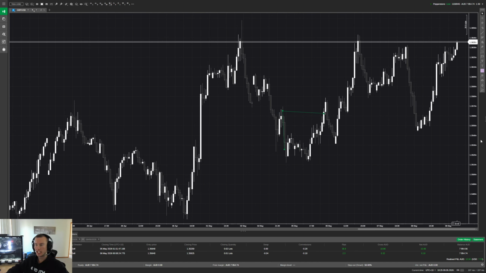My model said that when I get to 1-to-1, I take half the position off, and I move my stop to break even, and that's what I did. Now in this scenario, I was trading with 0.03 lots, so I couldn't take 0.015. It didn't let me do the 1.5 part.